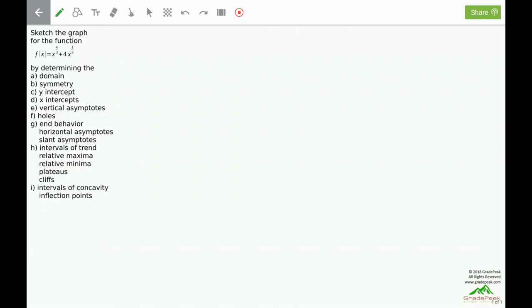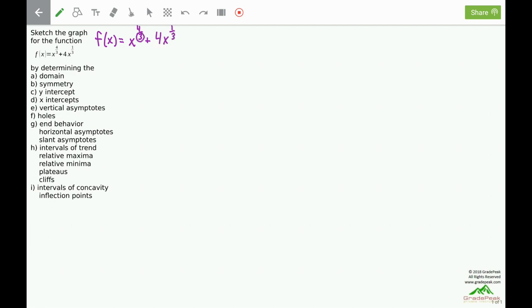Sketch the graph of the function f of x equals x to the 4/3 plus 4x to the 1/3 by determining the parts a through I. F of x equals x to the 4/3 plus 4x to the 1/3, two fractional exponents.